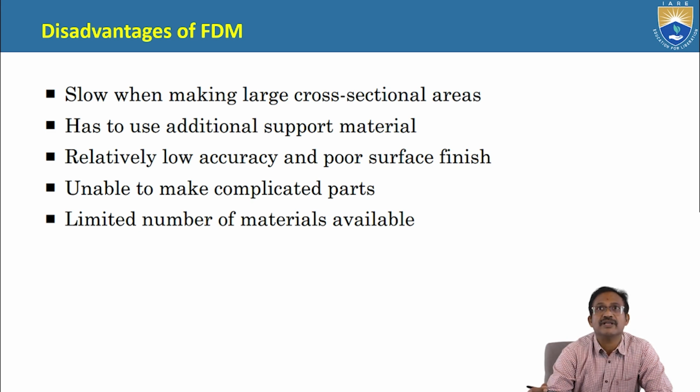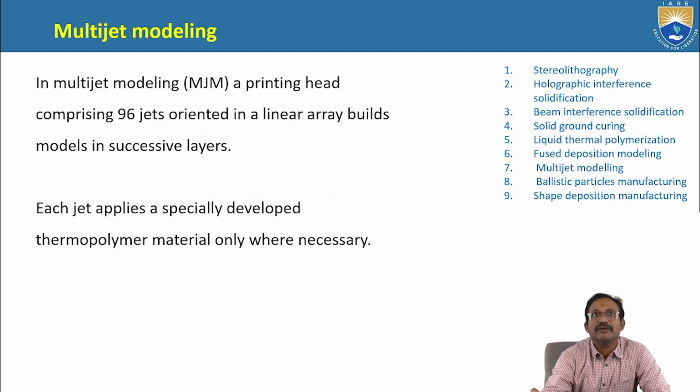Disadvantages of FDM. FDM is fused deposition modeling. Slow when making large cross-sectional areas, has to use additional support material, relatively low accuracy and poor surface finish, unable to make complicated parts, limited number of materials available. Next one, multi-jet modeling.